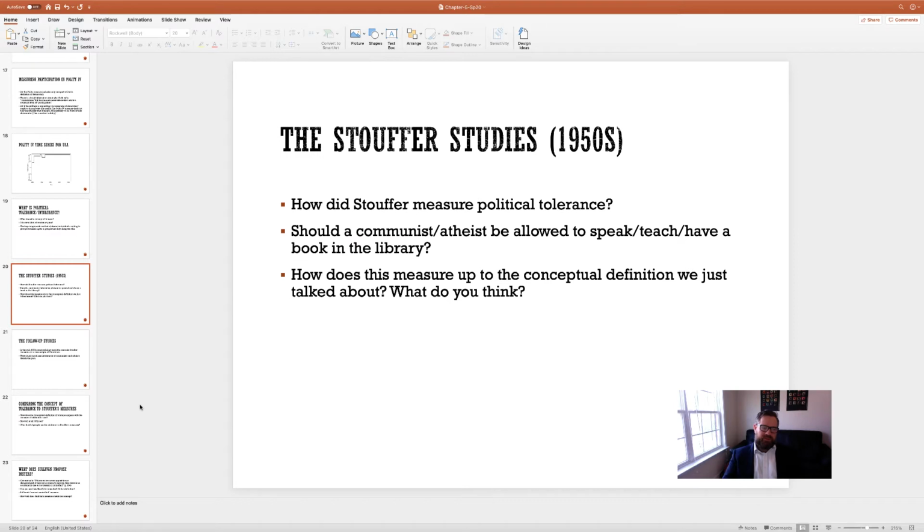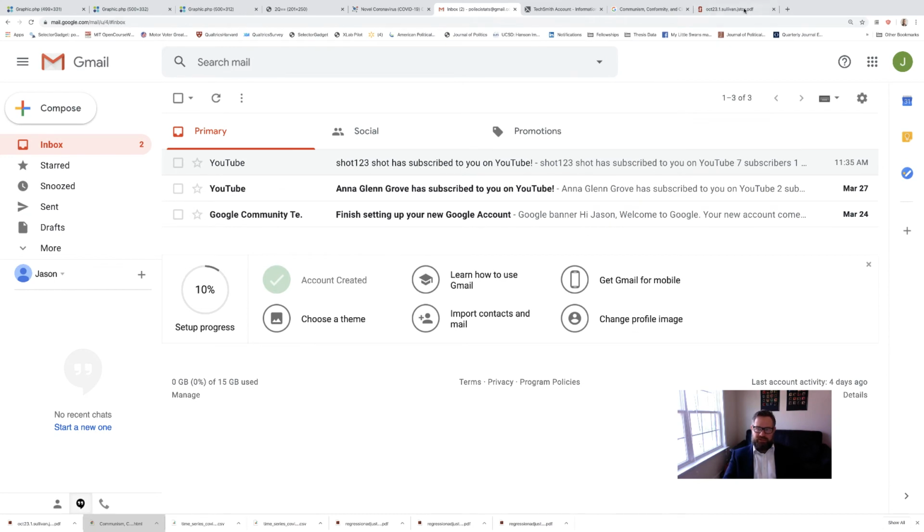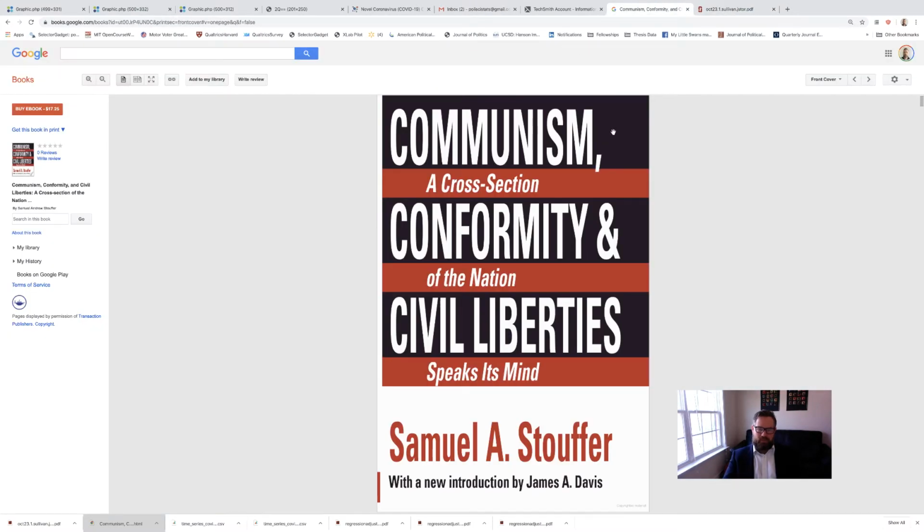Now, there was an interesting study that was done in the 50s. It was based on a book. It was written by this fellow here, Samuel Stouffer, on communism, conformity, and civil liberties. A cross-section of the nation speaks his mind. And what Stouffer had done in this study was to try to figure out a way of measuring political tolerance on a scale.